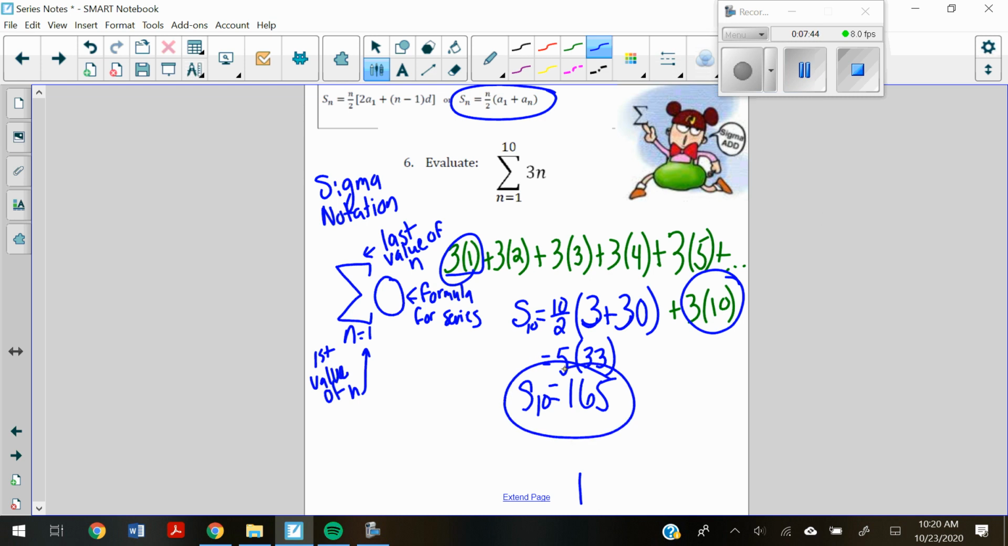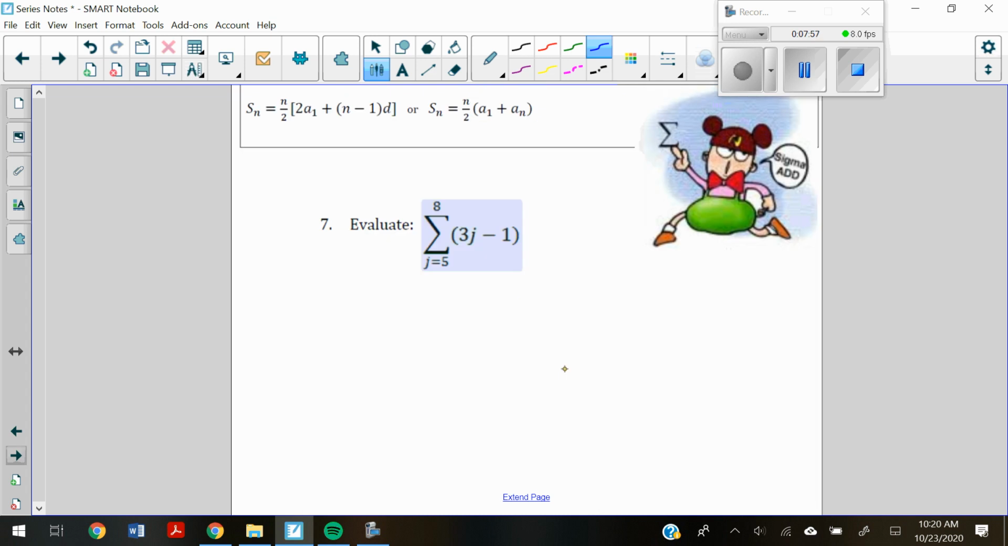So two ways you could have done it. You could have done it the green way, all out by hand, which is totally fine. Or you can use our formula here. To use the formula, you have to find the first and the last term. So let's go ahead and look at this next one. I'm going to use the formula with this one.